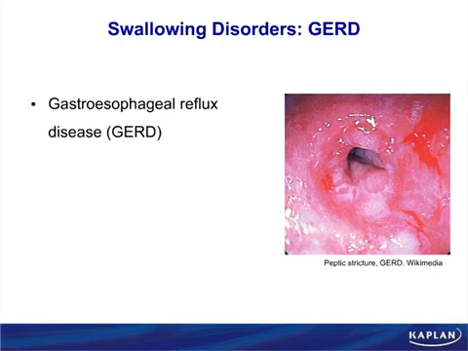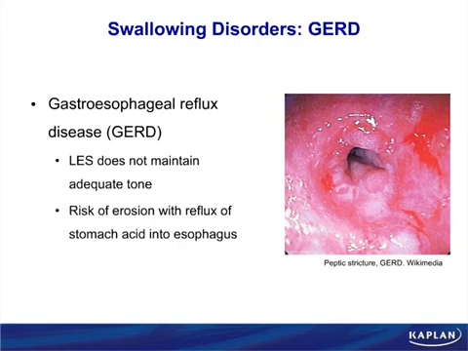Will nicotine, alcohol, caffeine, and chocolate dilate achalasia? And the answer is no. But reflux disease is an abnormal dilation that's happening all the time. It's extraordinarily common. So the lower esophageal sphincter is not able to maintain adequate tone, and you get erosions with the reflux of the stomach acid into the esophagus.